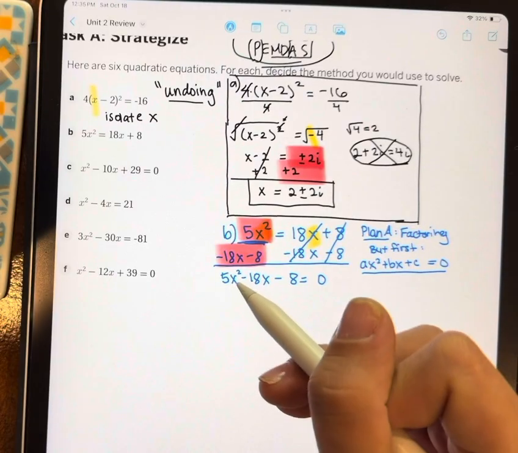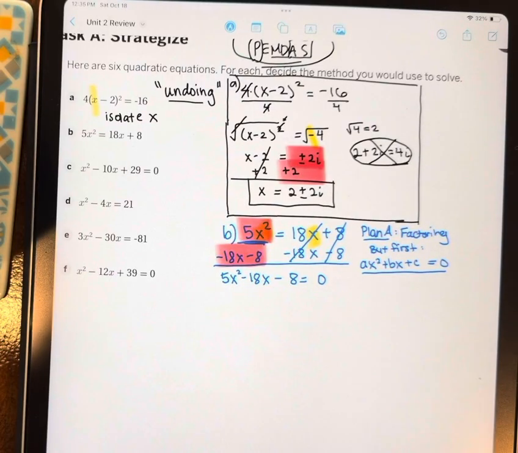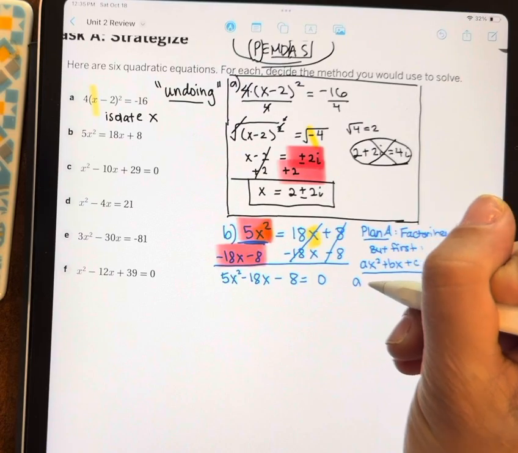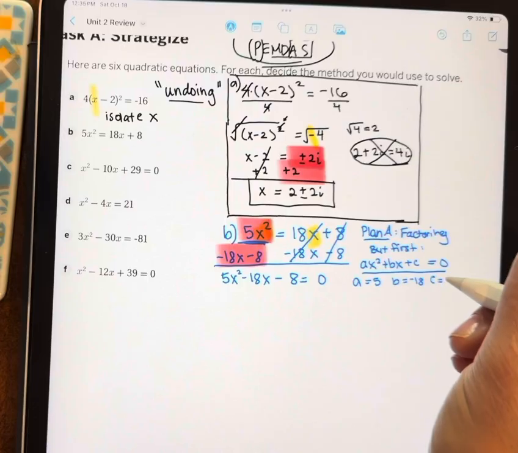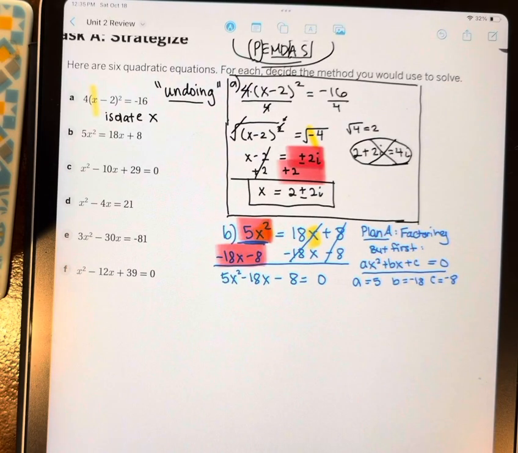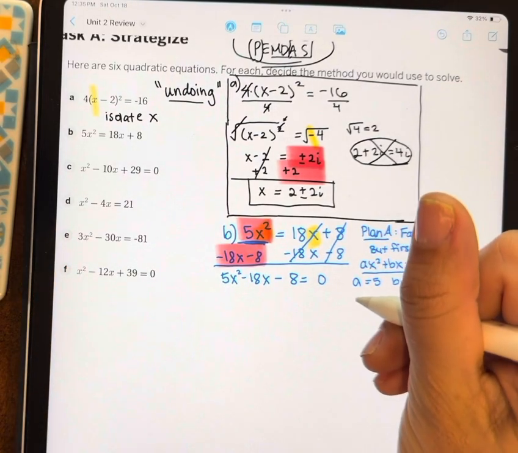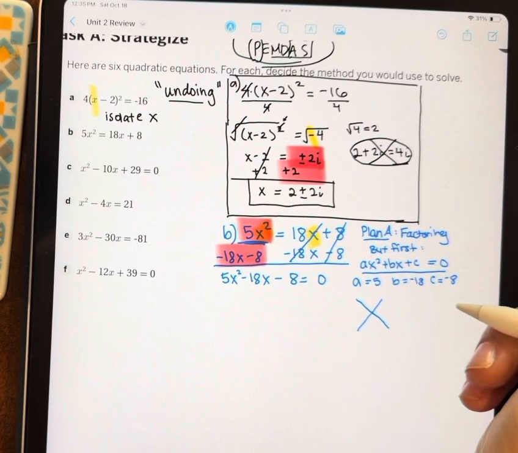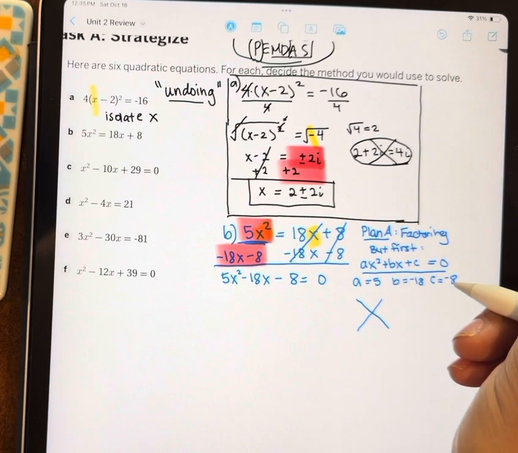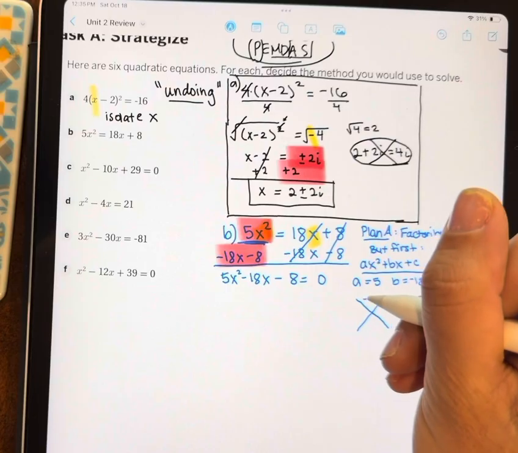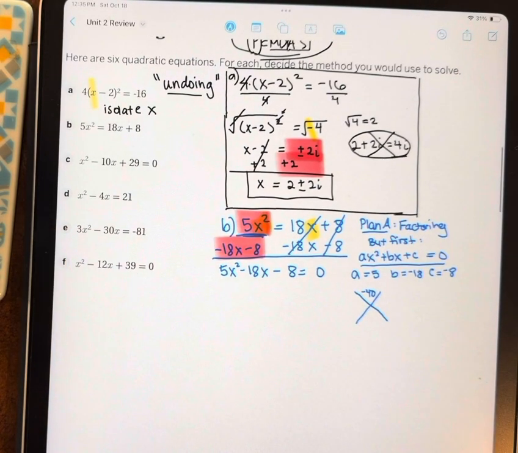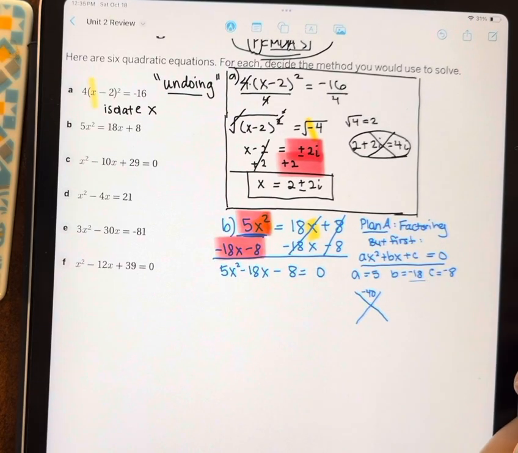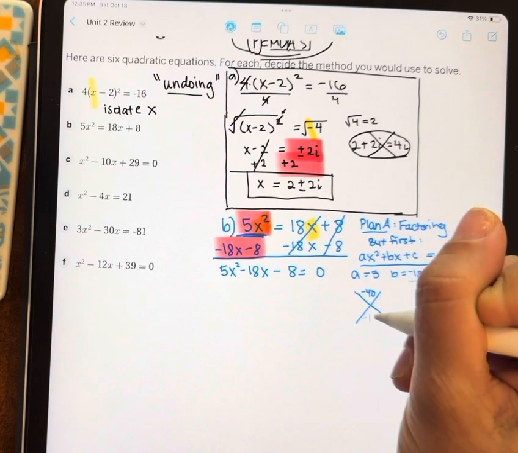Look at this, ax squared plus bx plus c equals 0. That means that A is 5, and B is negative 18, and C is negative 8. So let's see if our plan A works. Let's see if this factors. So let's multiply A by C, 5 times negative 8, and write it up here. Let's just take this middle term, the negative 18, and write it here.